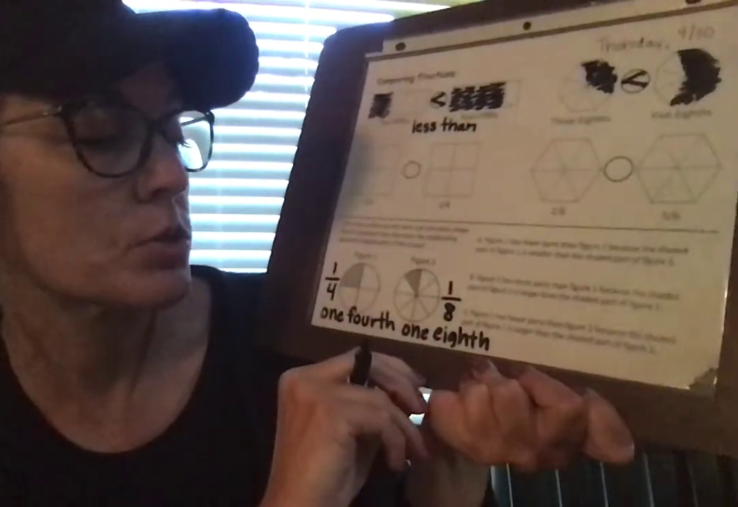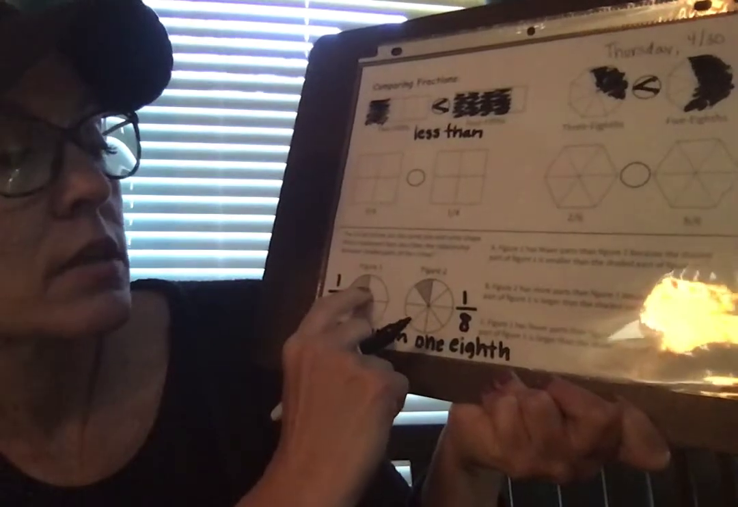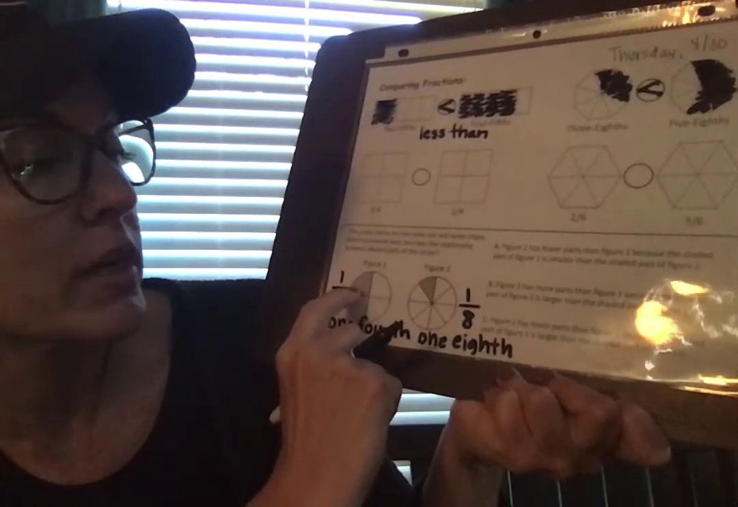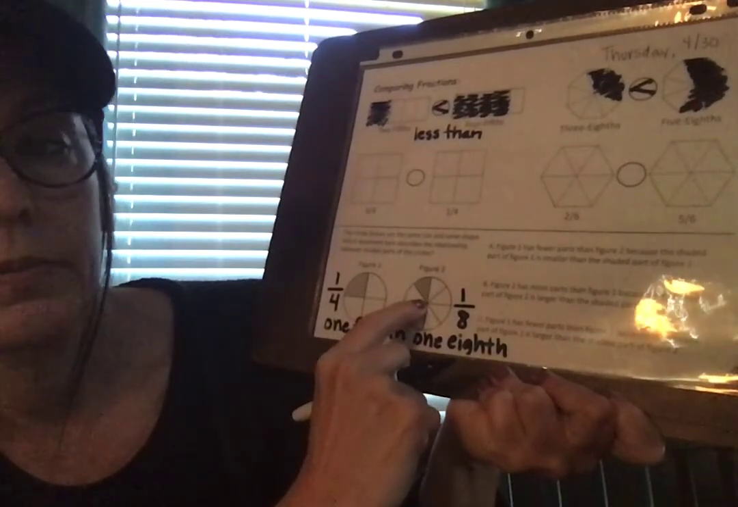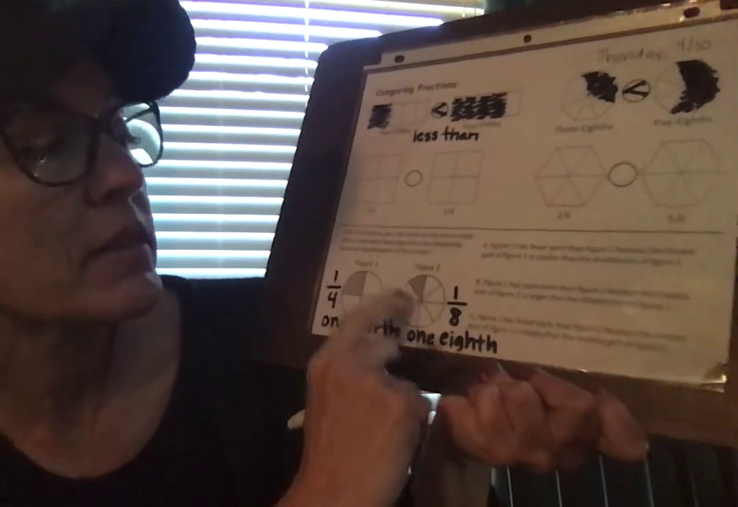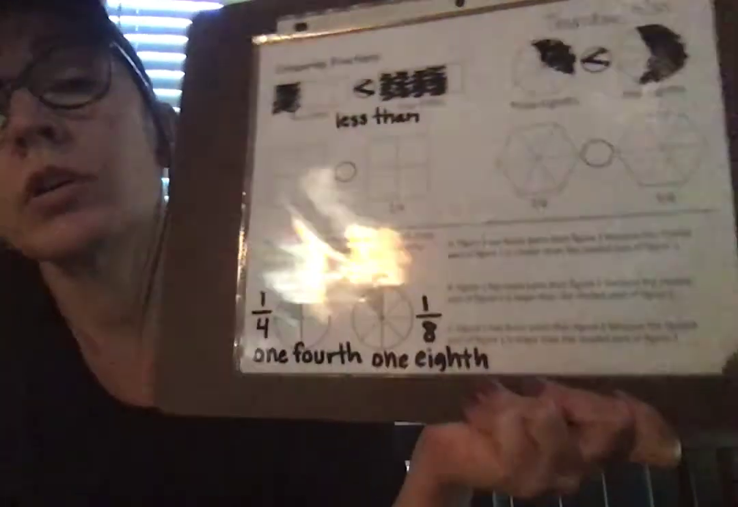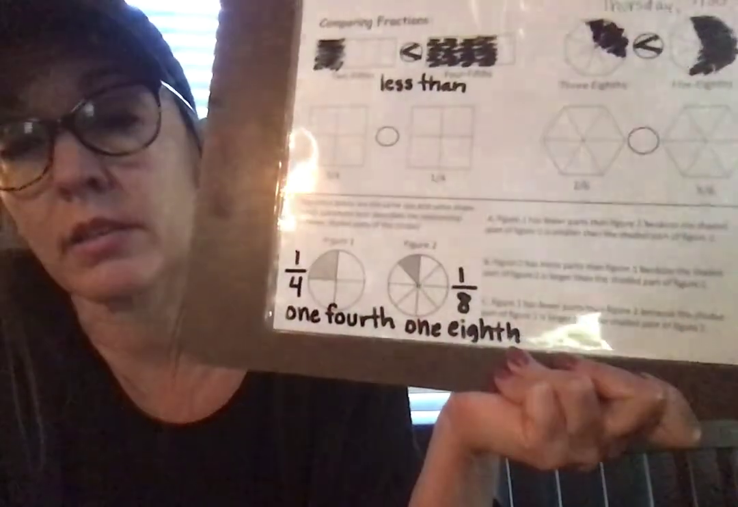And then look at answer choice C. Figure 1 has fewer parts than figure 2 because the shaded part of figure 1 is larger than the shaded part of figure 2. So think about that and then write true or not true out to the side. And you're going to circle the one answer choice that is true.